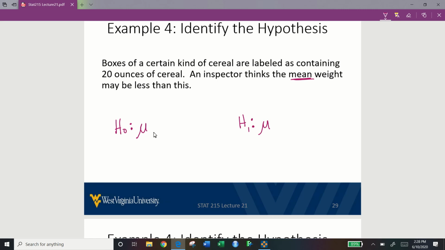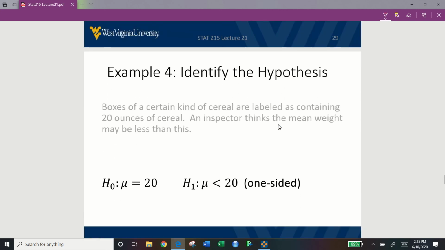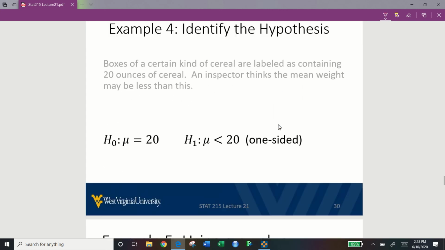For the alternative, we don't know the sign yet, but for the null, we know that it's going to be equal. Reading our first line again, it says boxes of a certain kind of cereal are labeled as containing 20 ounces. So I'm going to take that to imply that the mean should be 20. The inspector thinks the mean weight may be less than this. That is going to be our alternative, less than. Hopefully at this point, this is feeling pretty easy to you. We can again double check, looks good.